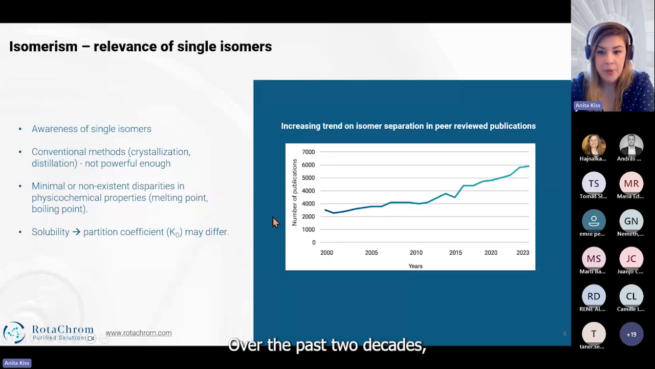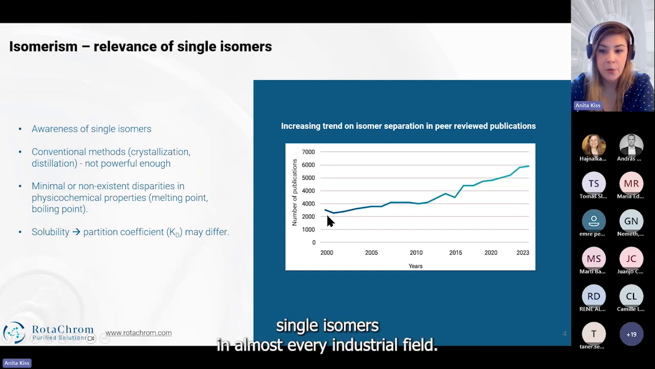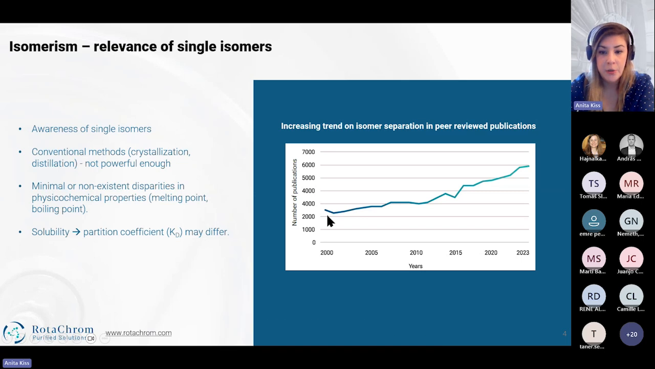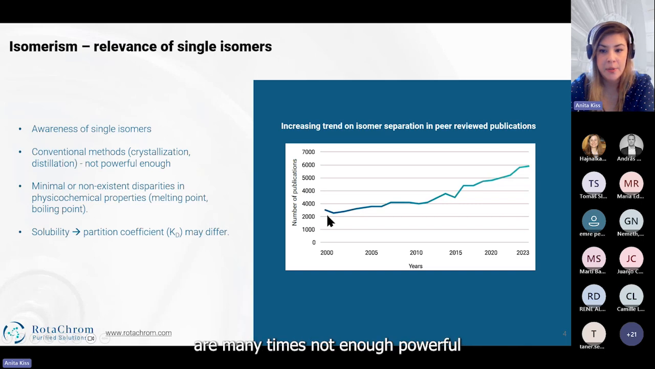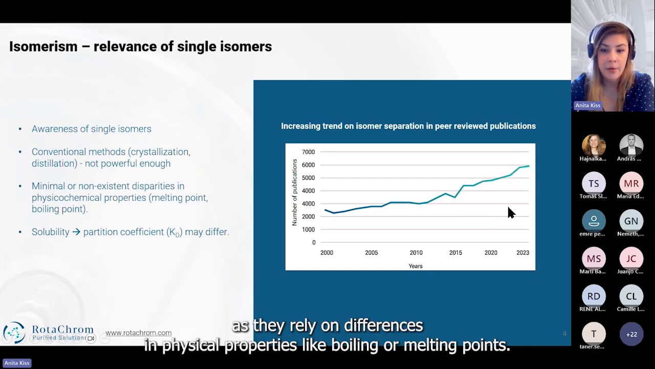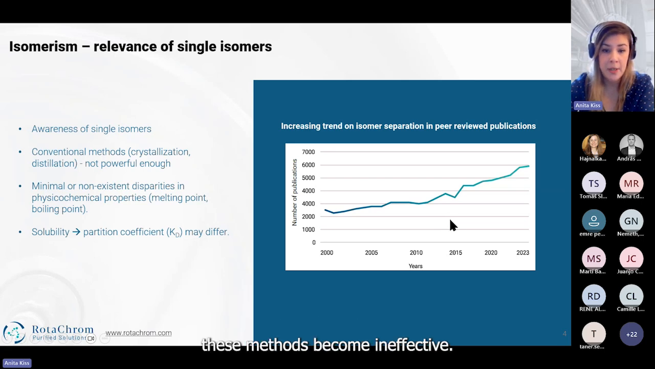Over the past 2 decades, there has been an increasing awareness of the benefits of the application of single isomers in almost every industrial field. To resolve this problem, conventional methods like crystallization or distillation are many times not powerful enough, as they rely on differences in physical properties like boiling or melting points. When such disparities are minimal or non-existent, these methods become ineffective.